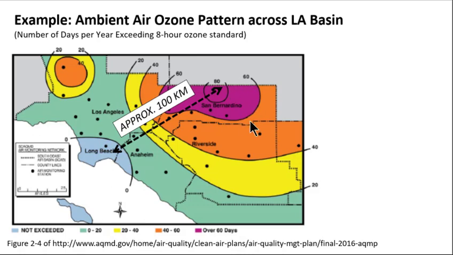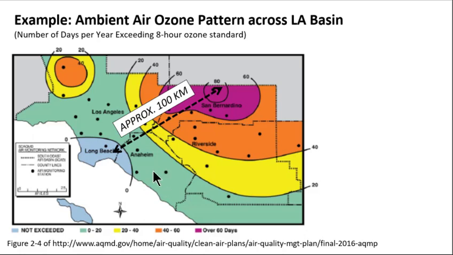This is depicted on the graphic, with over 80 days of exceedances at the most impacted areas in the Eastern Basin and much less days, 20 or less, in the Western Basin. This illustrates a key point from the previous slide that ambient air quality can change from place to place across the city, but changes are gradual over large distances.